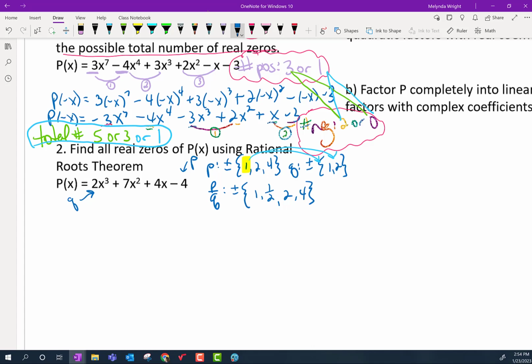So what does this tell me? This tells me that these are the only possible numbers that could be rational roots. There is no other choice. Plus or minus 1, plus or minus 1/2, plus or minus 2, or plus or minus 4. There are eight choices.